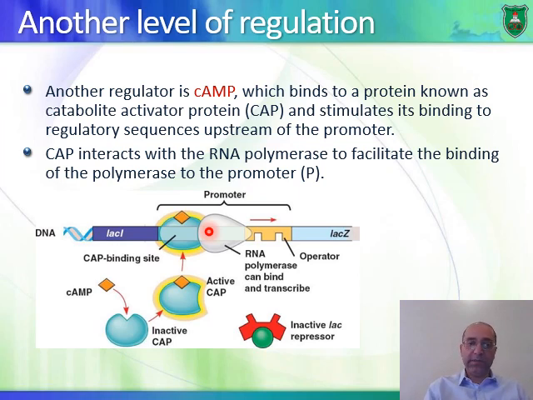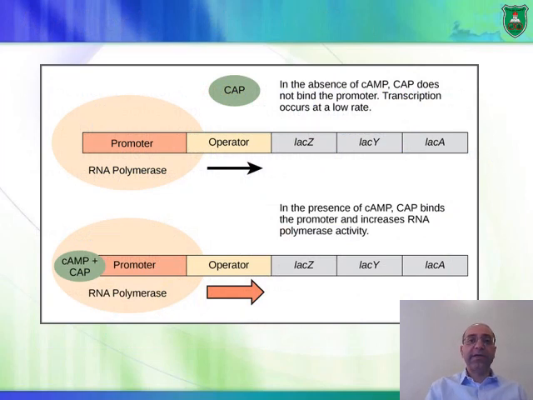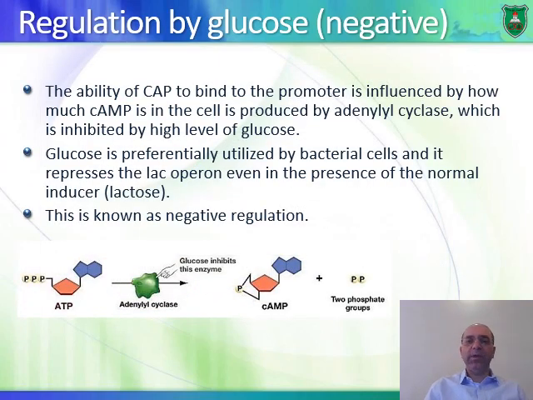So that's another level of regulation. Now, if CAP is not bound to cyclic AMP, CAP cannot bind to that element upstream of the promoter region. So there would be some transcription, in case there is lactose. But if there is lactose and a high level of cyclic AMP, then cyclic AMP can bind to CAP, and CAP binds to that element, inducing a lot of transcription of the lac operon. Again, cyclic AMP binds to CAP, and CAP activates the RNA polymerase even further.